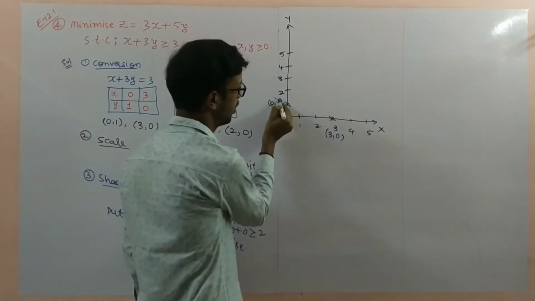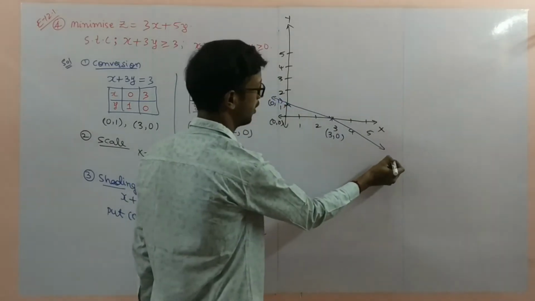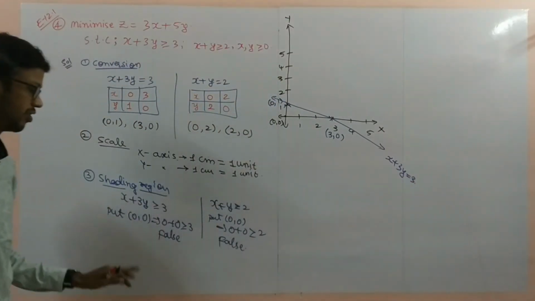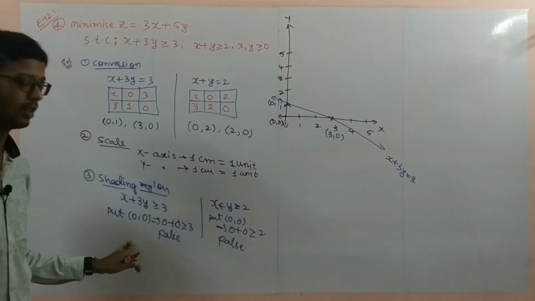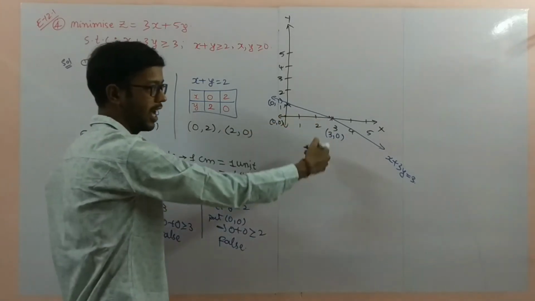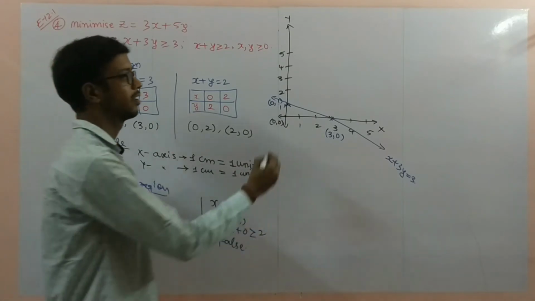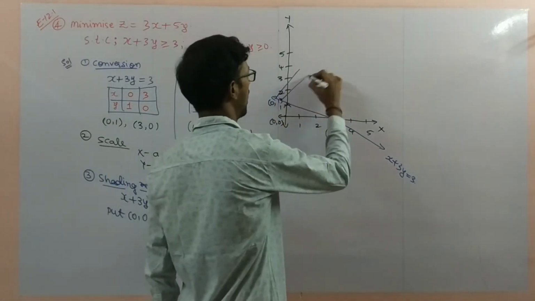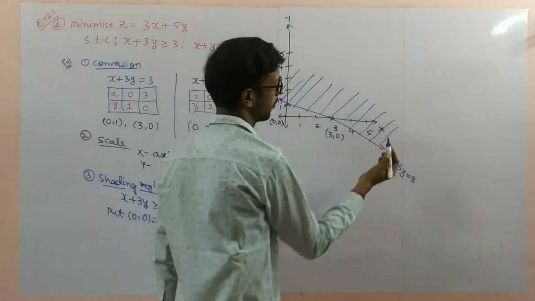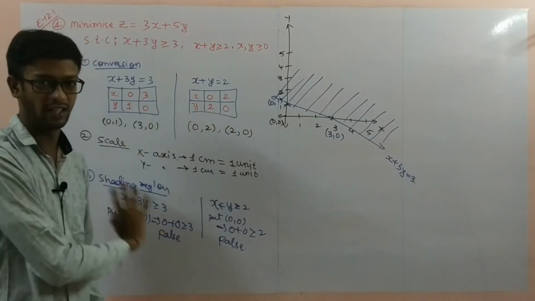So now you join the 2 points by the line. This line equation is x plus 3y equal to 3. Shade the region above the line, excluding 0 comma 0. Downside, if you draw including 0 comma 0, you will get a false statement. Excluding 0 comma 0, you have to draw the shading region above the line. This completes the first shading region.